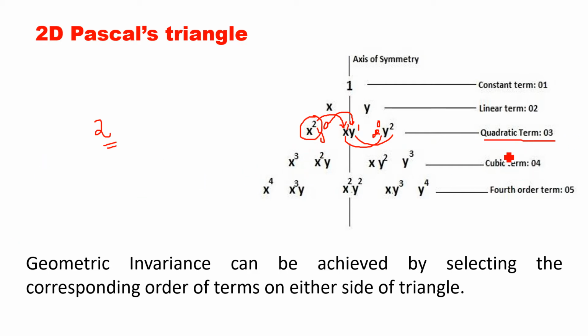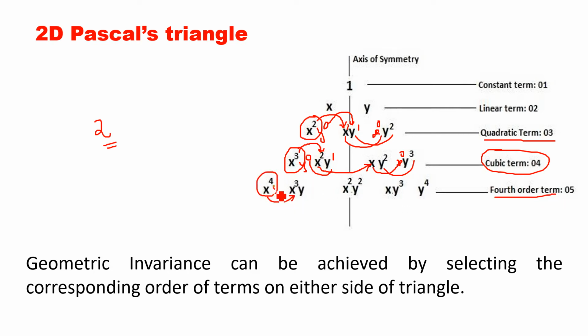Similarly, the next row represents the cubic term. It starts with x cube, then the degree of x is reduced by 1, it is x square here. The degree of y is increased by 1 from 0 to 1 here. Then again the degree of x is reduced by 1, from x square to x, and y raised to 1 becomes y square. Again the degree of x is reduced, it is x raised to 0, and the degree of y is increased, y square to y cube.